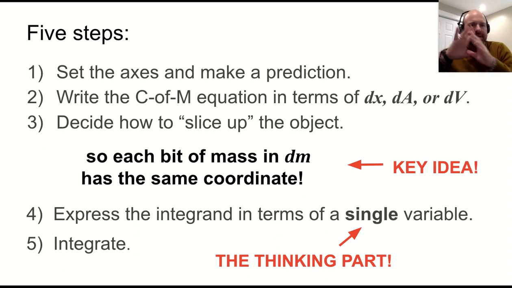First, we pick axes and coordinate systems, always. Make a prediction about where we think the center of mass is, to check our result. Write out the center of mass equation in terms of dx, dA, or dV, and then decide how we're doing the slices, making sure they all run along the same axis. Then we write out the integral in terms of a single variable, x, y, or z, or r in some cases, not area or volume, and then we integrate.